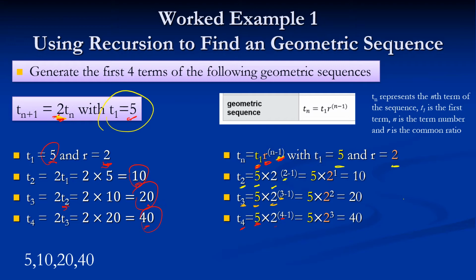So you can still do this stuff in your head, but it will get big pretty quick. And we will end up with the same sequence. So you've got 2 different ways to get the sequence there.